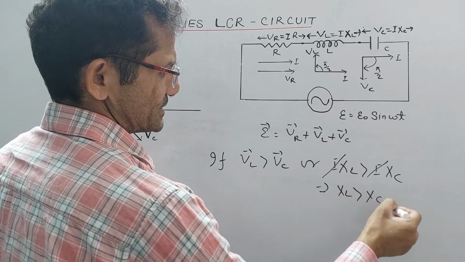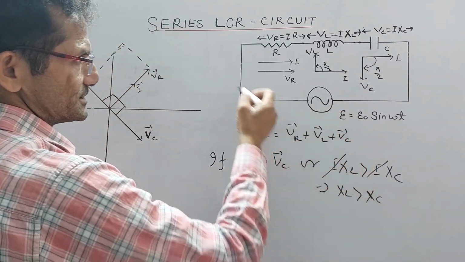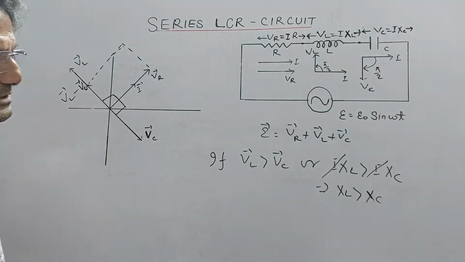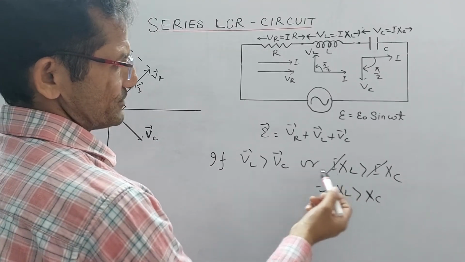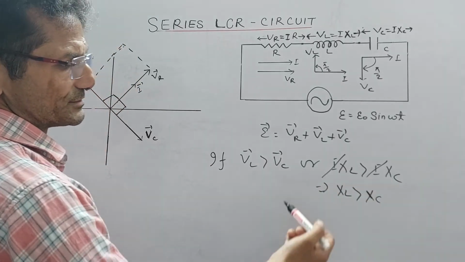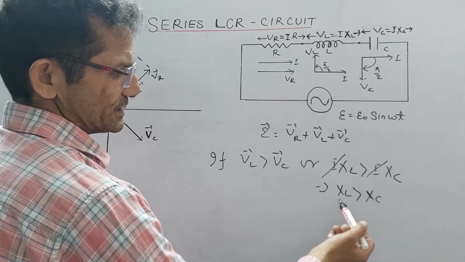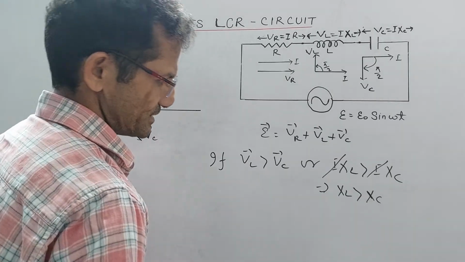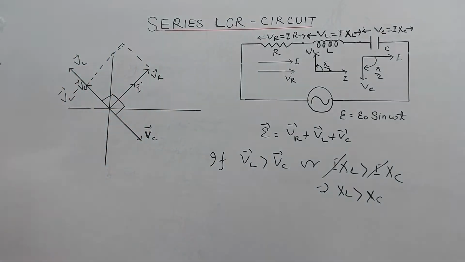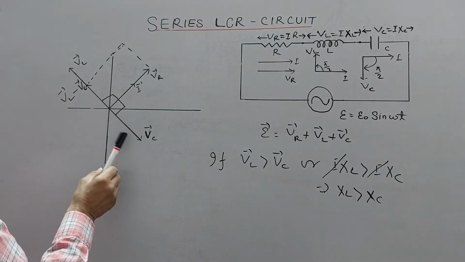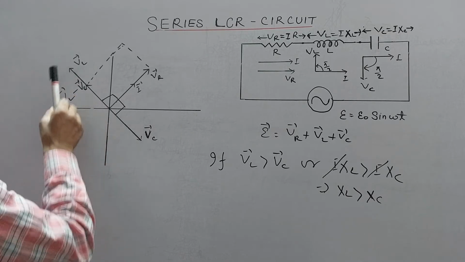In other words, because the current in all the circuit elements, resistor, inductor and capacitor, is the same, we have cancelled out the current from both VL and VC. So XL greater than XC means that the inductive reactance is greater than the capacitive reactance. Therefore, in such cases, the resultant of VL and VC would be along the direction of VL.